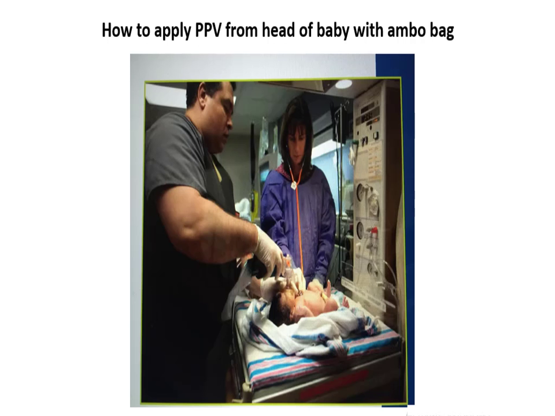So how to apply positive pressure from the head of the baby? With the ambu bag. You could see that he is using the ambu bag at the head of the baby, and another member of the team is auscultating the precordium to check the heart rate.